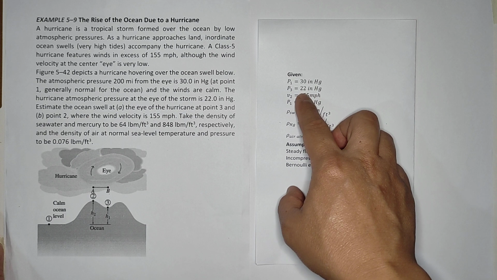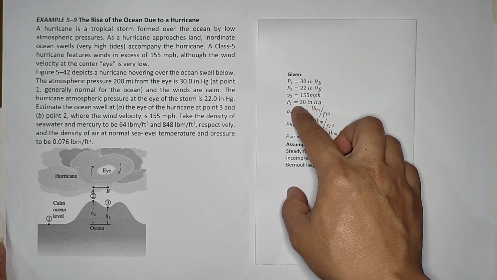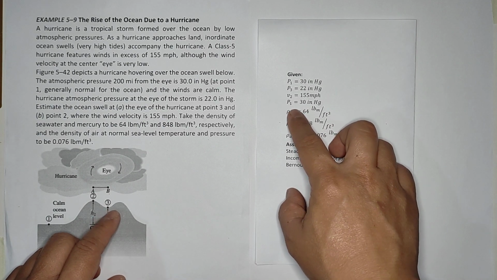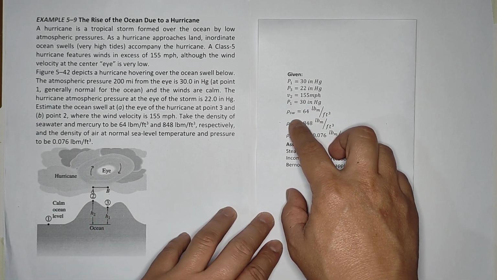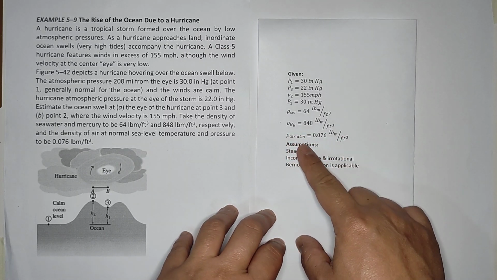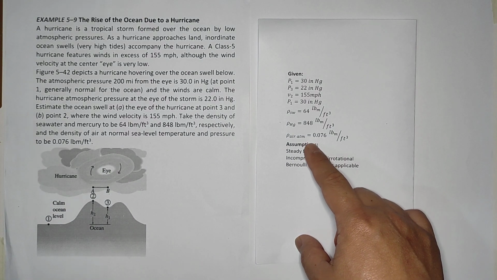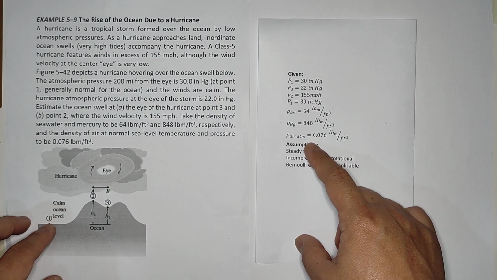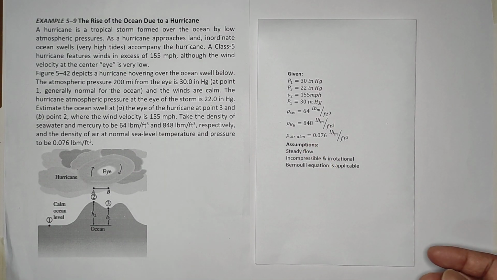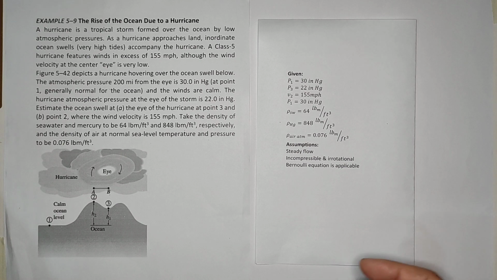So here's the given. You have the P1, P3, the velocity. Then the density of seawater, density of mercury, density of air at atmospheric pressure. Take note, the density of air changes depending on the temperature and pressure. The assumption is steady flow, incompressible and irrotational. So we can use the Bernoulli equation.